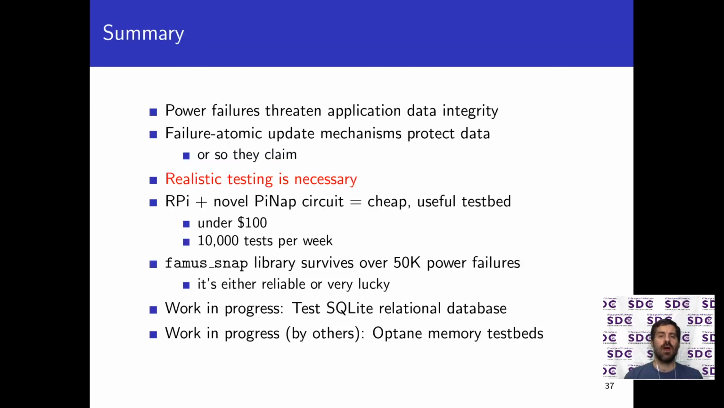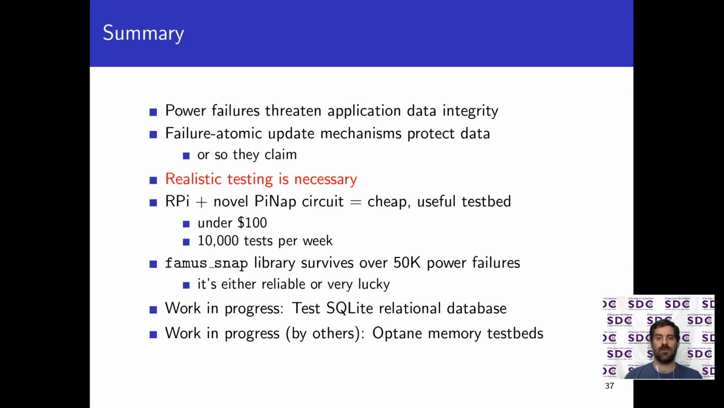So, to wrap up, we have seen that power failures pose the most serious danger to application data integrity. Failure-atomic update mechanisms protect data in theory, but they have disappointed us often in practice. Therefore, there is no substitute for thorough, realistic testing against sudden whole system power interruptions. Our PiNap power interruption circuit and a single board computer like the Raspberry Pi together make a versatile and powerful testbed that is cheap and rugged and capable of performing 10,000 power failure test cycles per week.